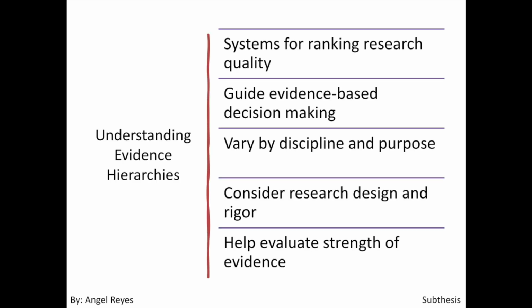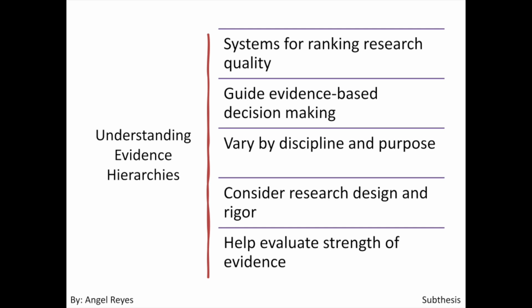Evidence hierarchies are systems for ranking research quality and reliability based on methodological approach. They were developed to guide evidence-based decision-making by helping practitioners quickly assess which evidence should carry more weight. It's important to note that these hierarchies vary somewhat by discipline and purpose. What's considered gold standard in clinical medicine might differ from public health or health policy.